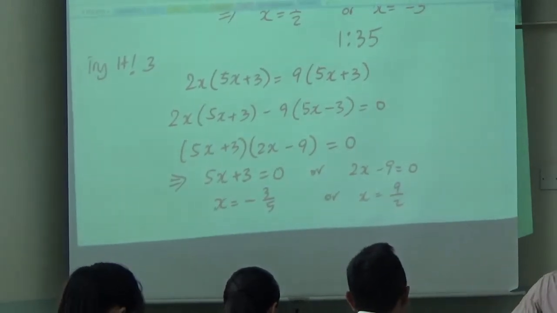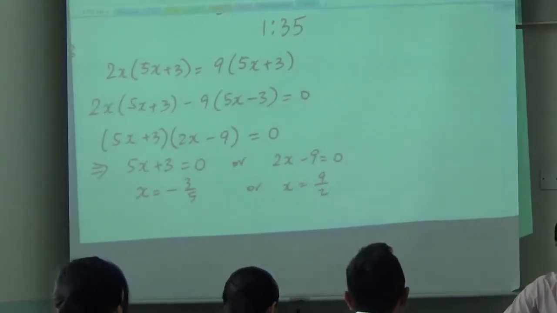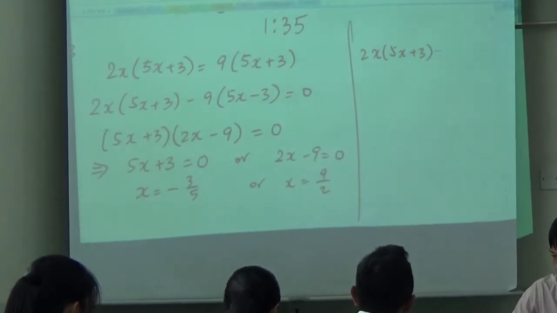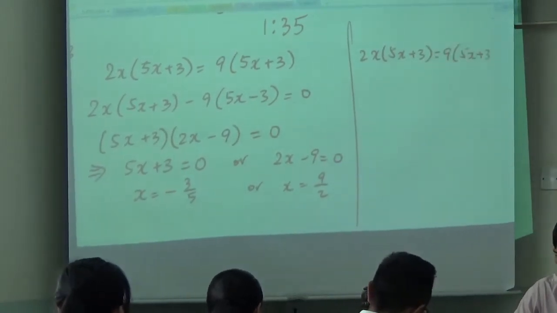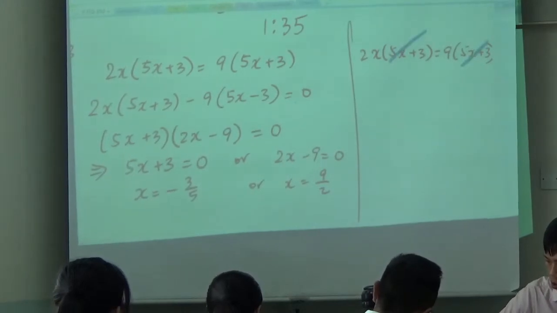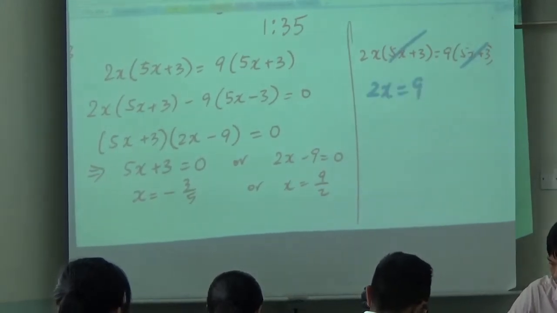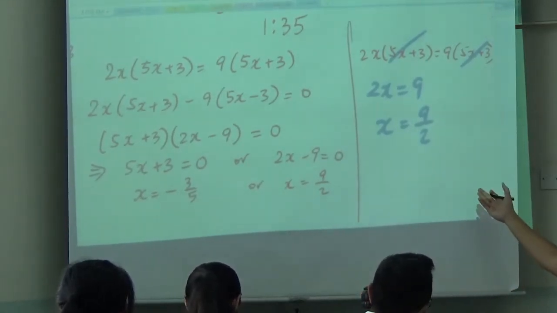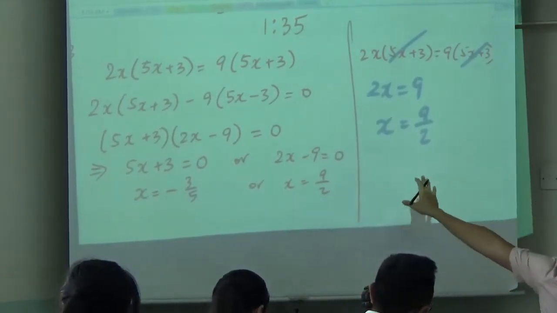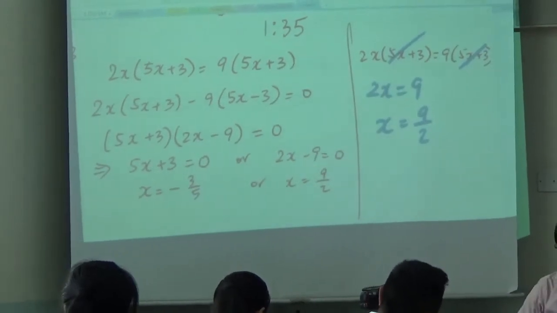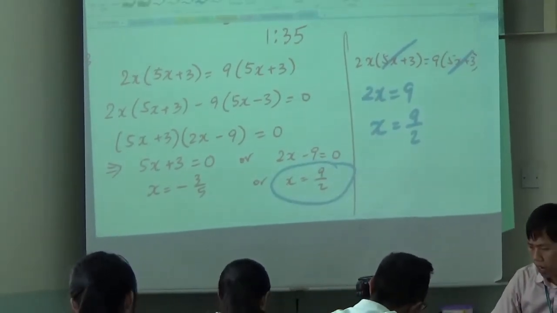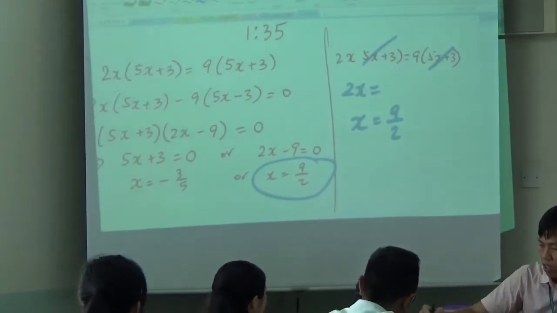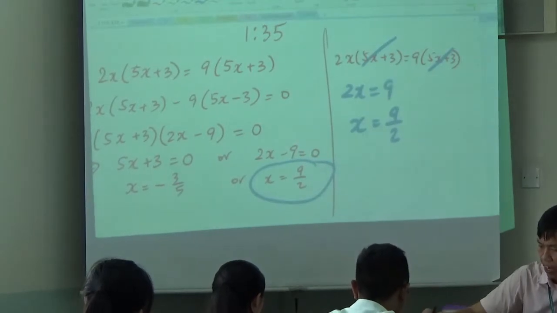So here we have x equals negative 3 over 5 or x equals 9 over 2. You notice that if we compare this to what I did earlier on, 2x(5x + 3) equals 9(5x + 3), we had 2x equals 9, x equals 9 over 2. Look at the difference. This is partially correct, isn't it? I've got one of the answers. But this act of cancelling, what exactly was I doing when I removed them?